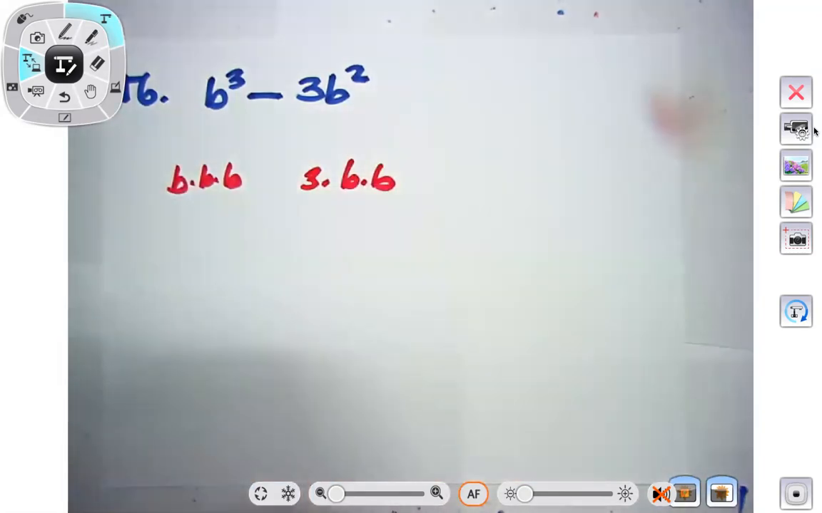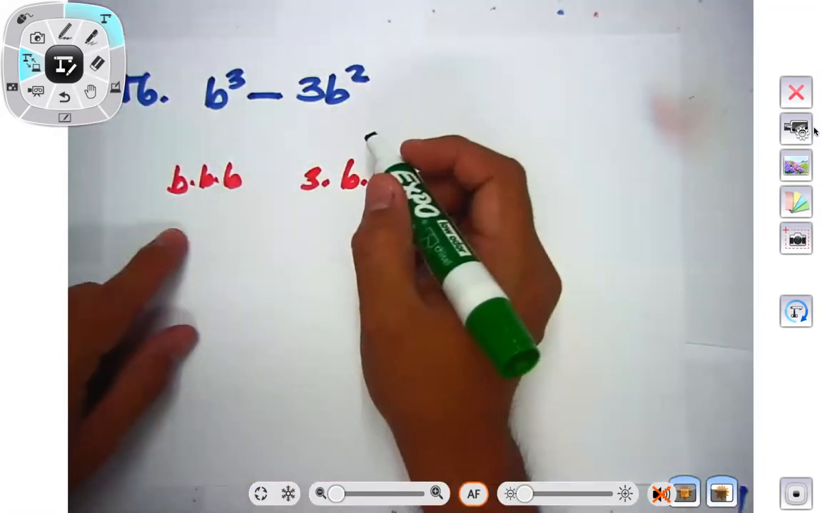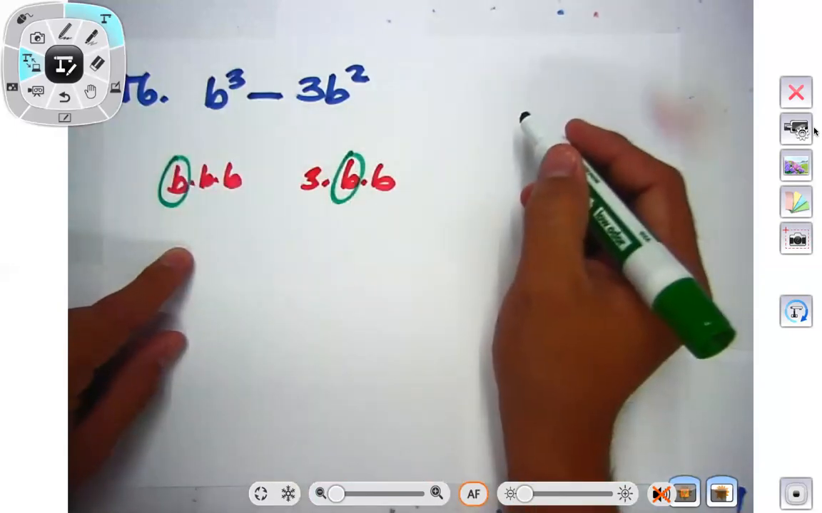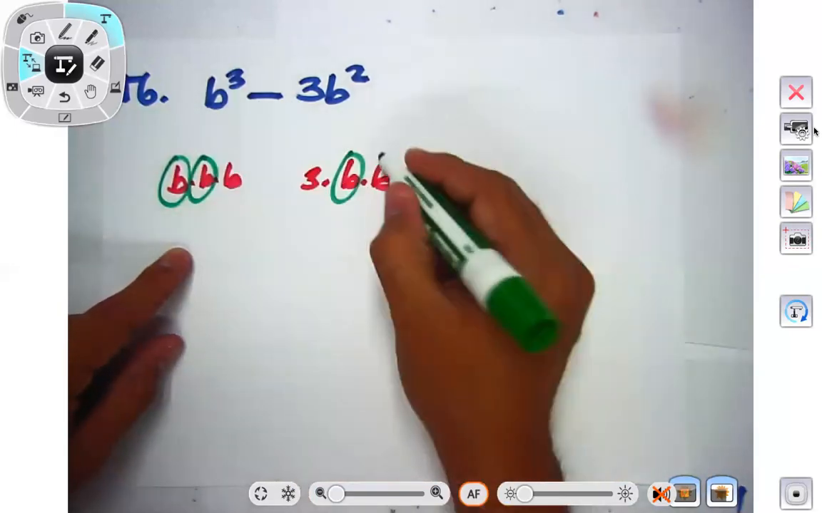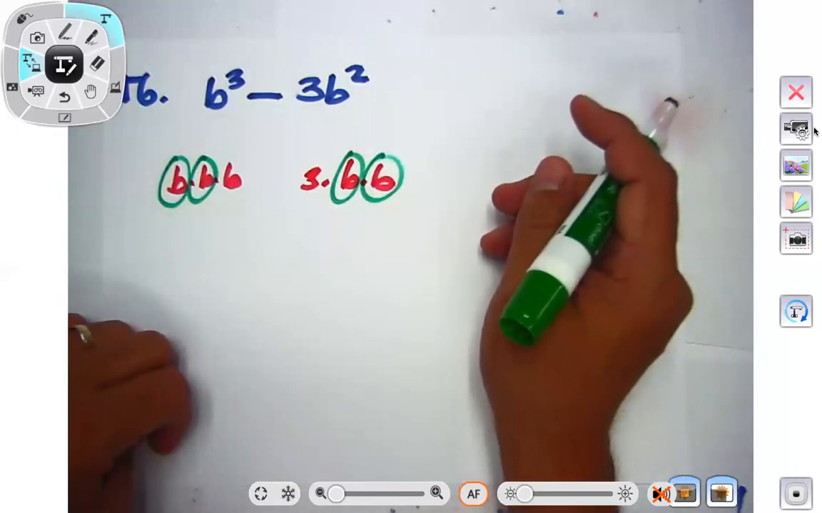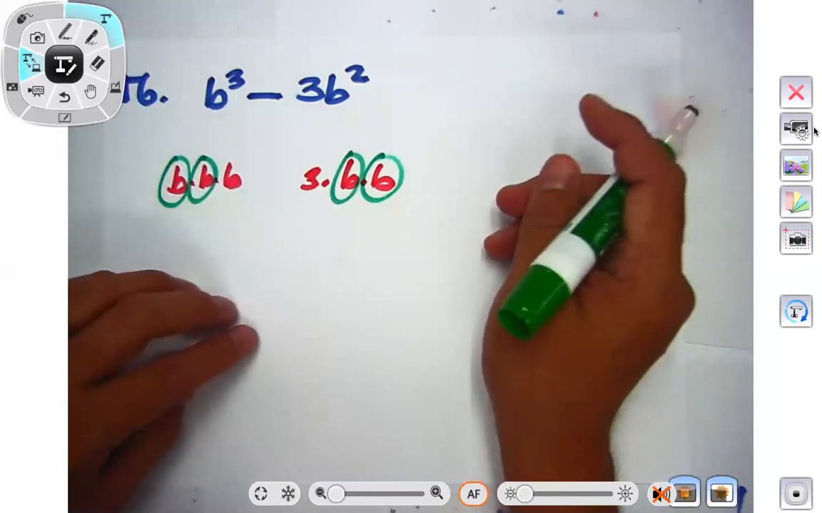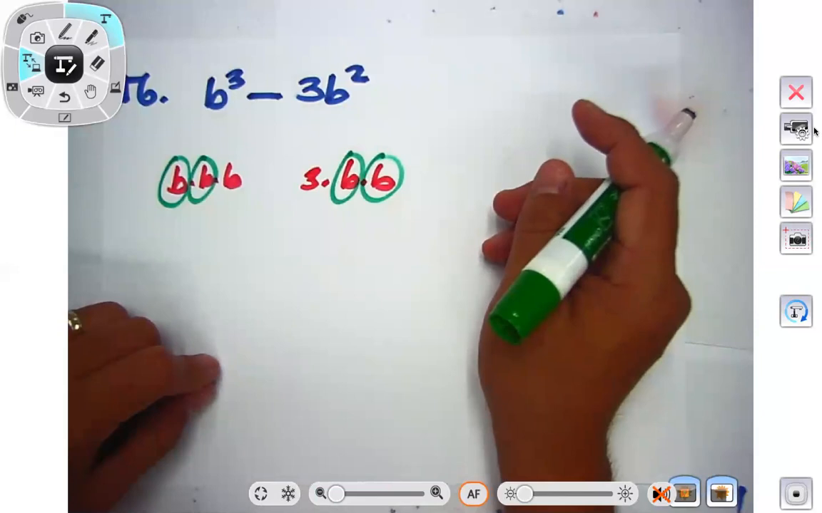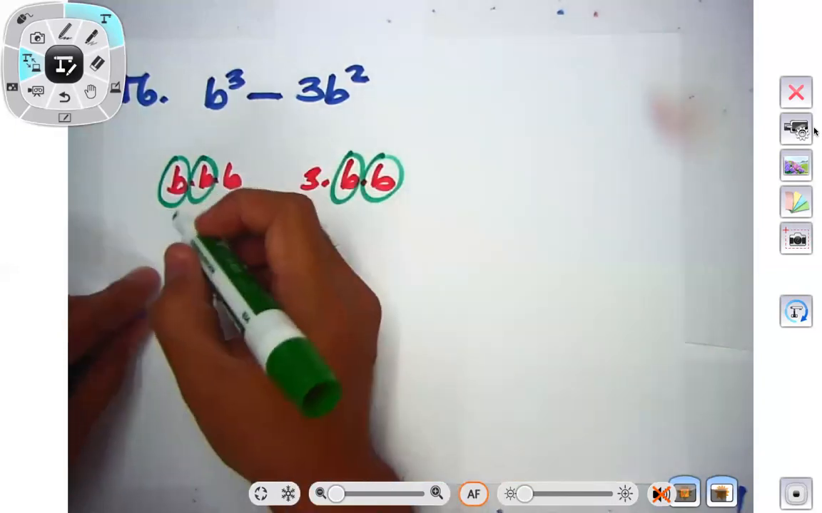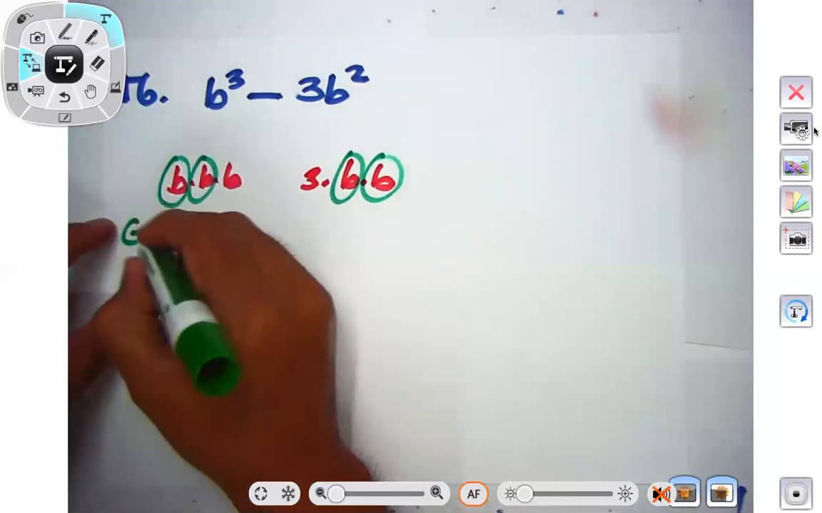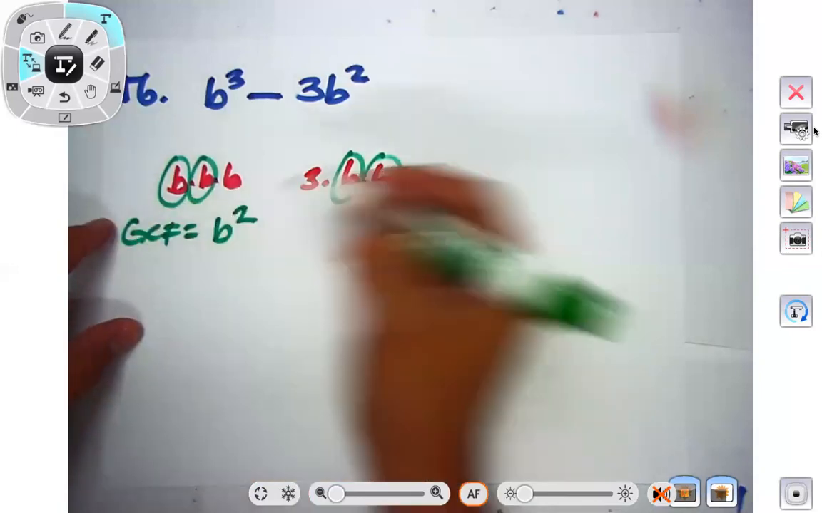Let's circle the common. What are those common? B. What else? B also. Two b's, b times b. B times b, b squared. Right. So your GCF here is equal to b squared.